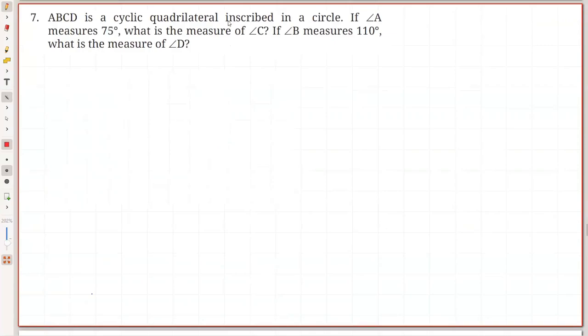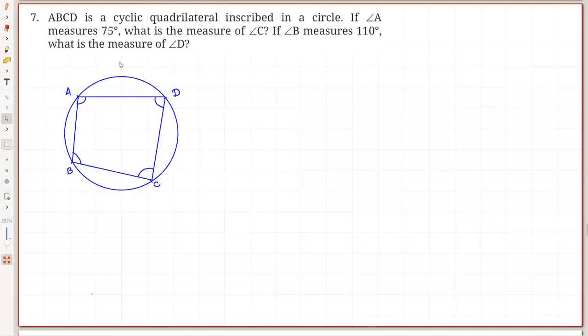Question number 7. ABCD is a cyclic quadrilateral inscribed in a circle. Cyclic quadrilateral inscribed in a circle means the quadrilateral should be inside the circle. If angle A is equal to 75 degrees, what is the measure of angle C? If angle B measures 110 degrees, what is the measure of angle D? So this is the diagram. I have taken the circle and the cyclic quadrilateral.